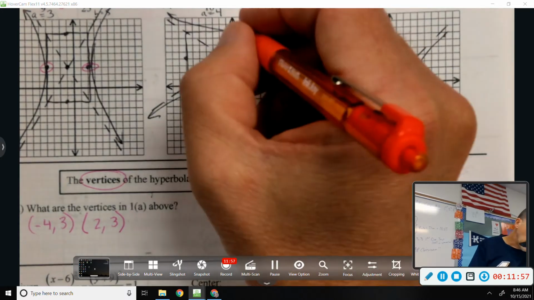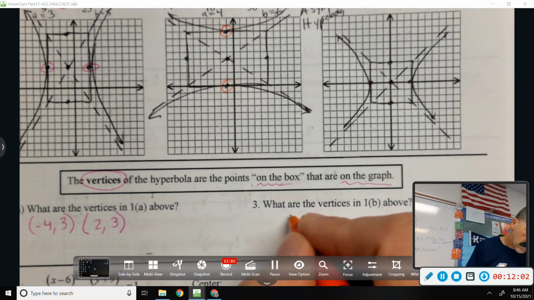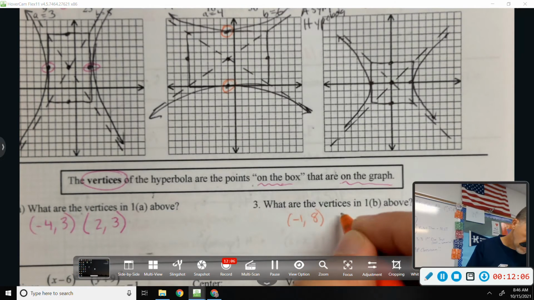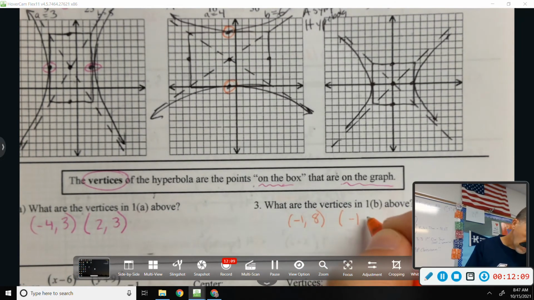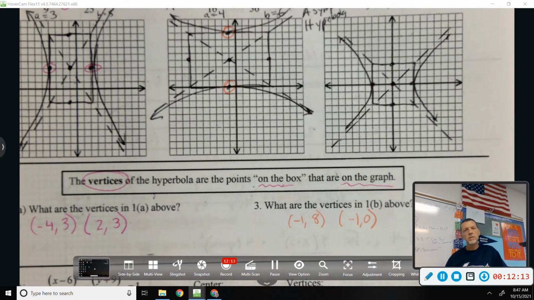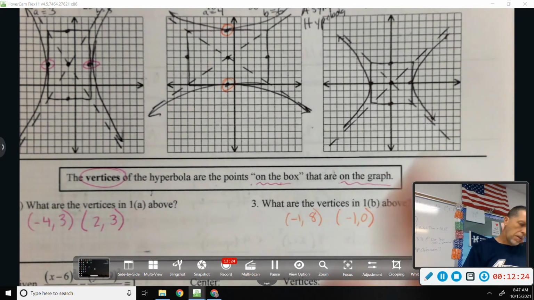Vertices in 1B. There and there. So -1, 8 and -1, 0. I think that makes sense. That's what a vertex of a parabola looks like. So it's kind of the same thing. Just make sure you list the correct 2. Does it matter which one comes first? Does not. Does not matter which one you list first.